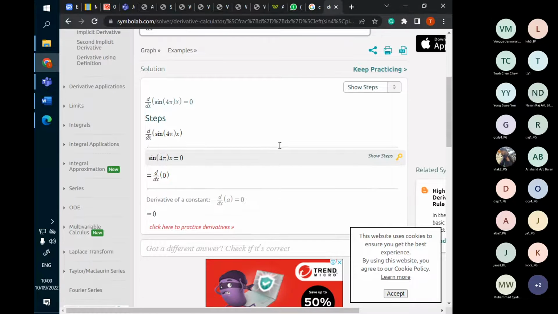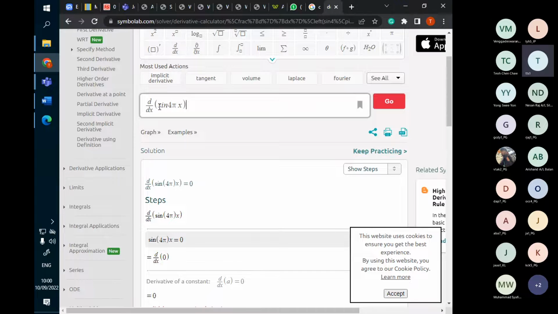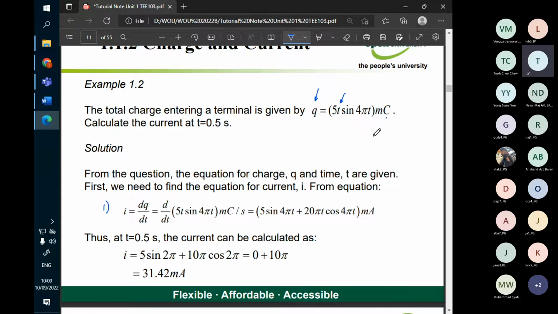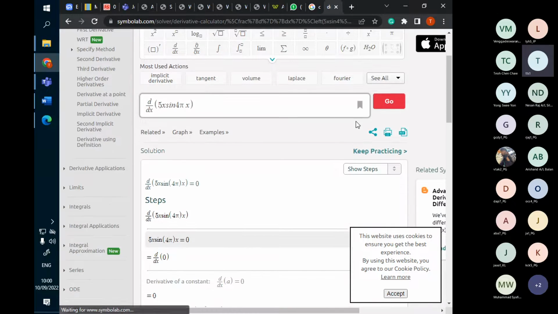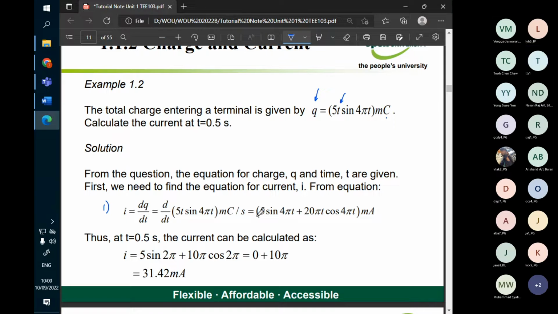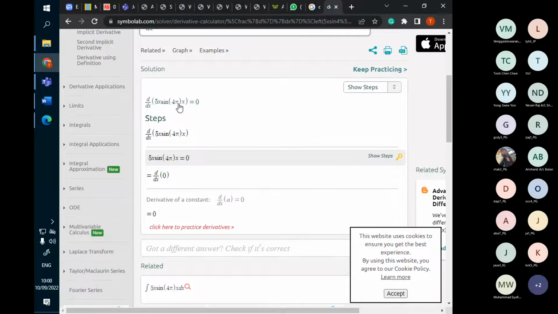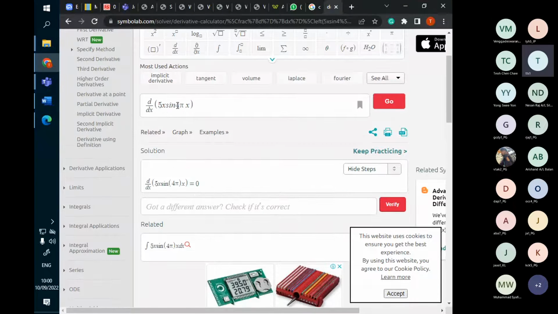Okay, I think this is not what we want to do. Let me try. Let's try to put 5x here. Actually, it should give us some answer. What we expect is here, 5 sine. See anything? I made a mistake. Probably I have to put everything inside the bracket. Let me try this. I remember last time this worked with no issue at all. Let me see.